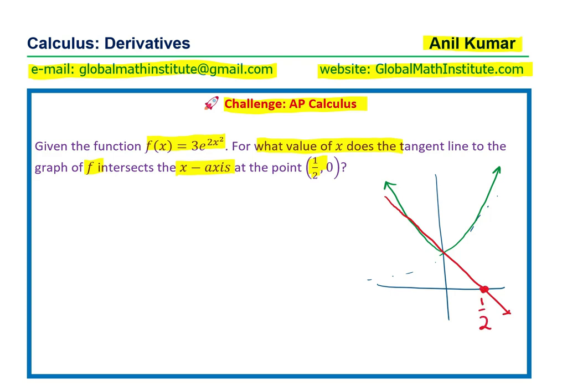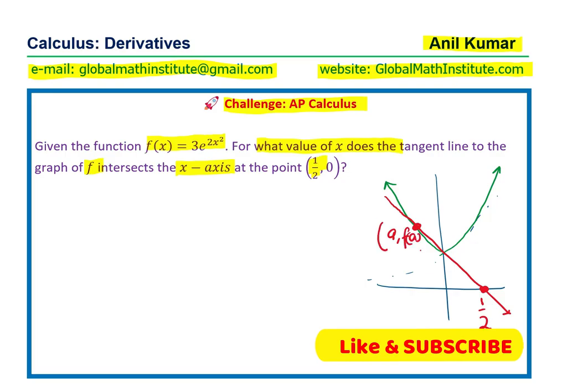What we need to do is figure out that point on the curve where it is tangent. Let's say this point is A and the y value will be f(A). So that could be the point which we need to figure out. I hope the situation is clear. Now let's see how we find this.